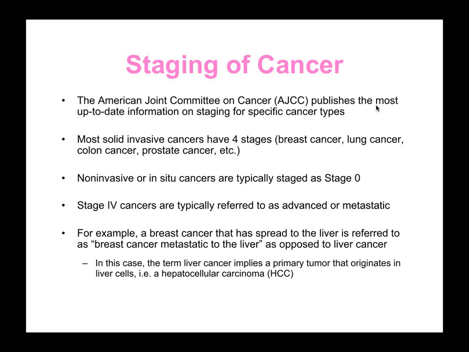It may be the same, breast cancer metastatic to the bone, or breast cancer metastatic to the lung. It's not lung cancer or bone cancer. So in this case, if you said that she has liver cancer, that would, to me, imply that she has a primary tumor that actually originated in her liver cells. So that is a hepatoma or hepatocellular carcinoma, and that's very different than breast cancer that's spread to her liver.